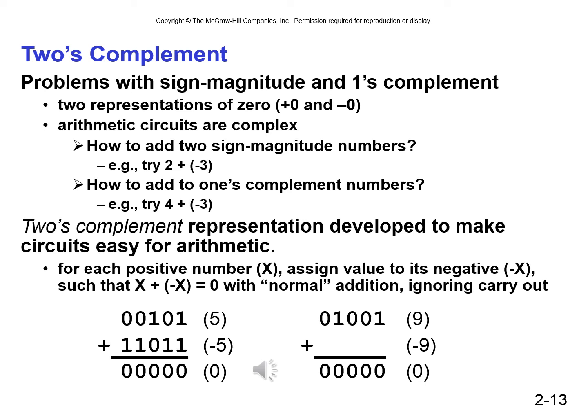Anyway, problems with sign of magnitude and 1's complement. You've got 2 representations of 0, positive 0 and negative 0. It's almost impossible to handle that in a digital circuit. So 2's complement representation was developed to make circuits easier for arithmetic.